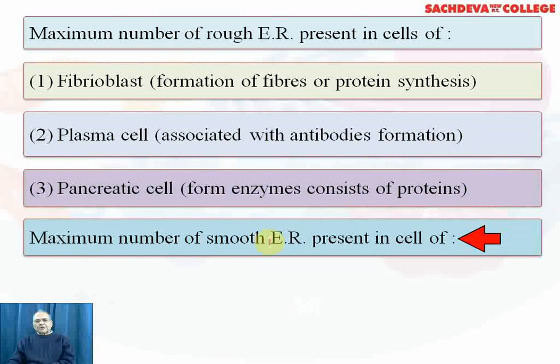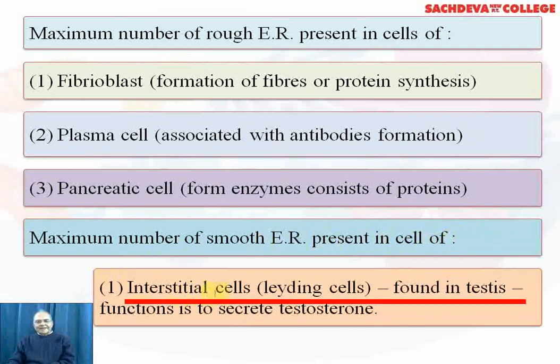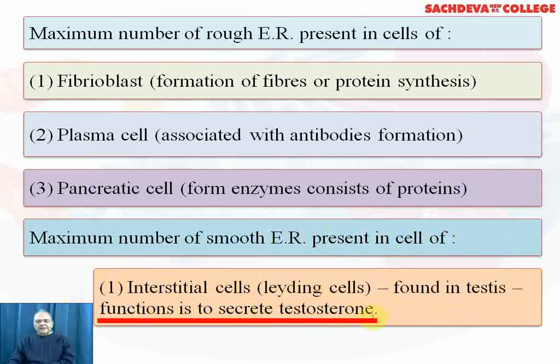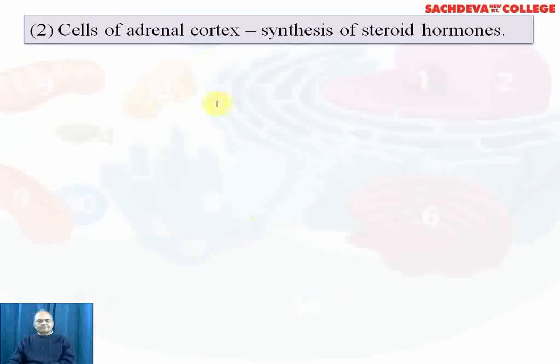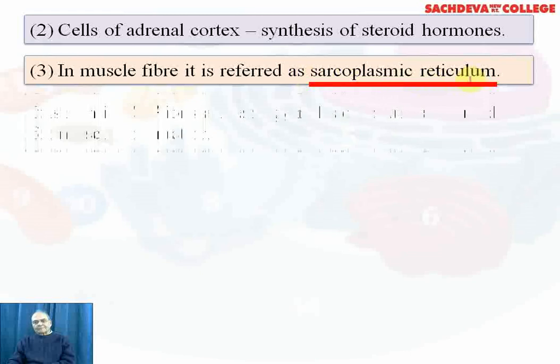Maximum number of smooth endoplasmic reticulum is present in interstitial cells, that is Leydig cells found in testes, whose function is to secrete testosterone. Also in cells of the adrenal cortex, for synthesis of steroid hormones. In muscle fibers and muscle cells, the smooth endoplasmic reticulum is referred to as sarcoplasmic reticulum.